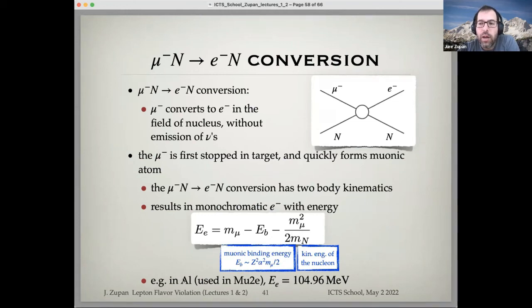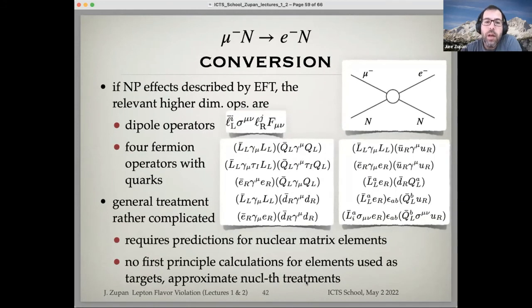All right, so let's say if you look at the aluminum, which is used in the mu to E experiment, we're talking 104.96 MeV. So basically the muon mass, which is very different from before, where the electron or the positron was at half the muon mass, right? Now, if we look at the new physics that will induce this transition, there's quite a zoo of possible effects.